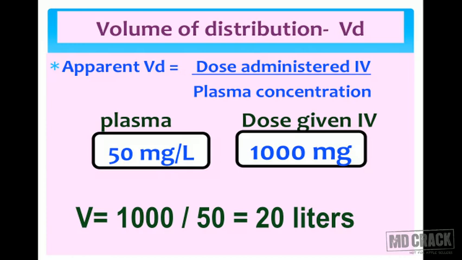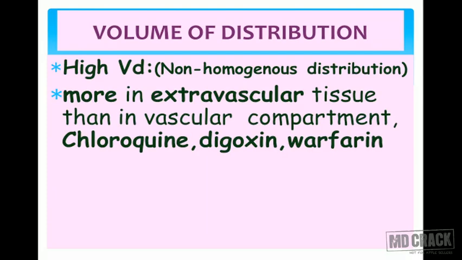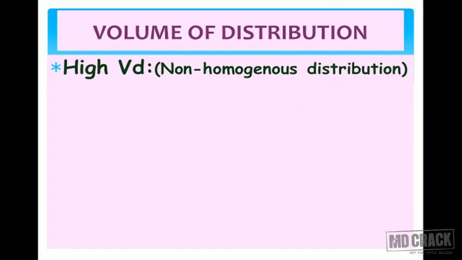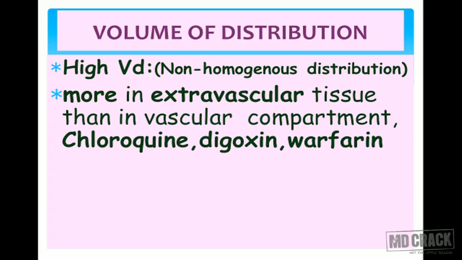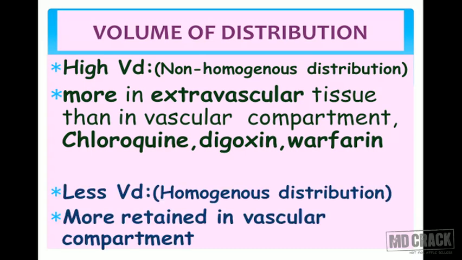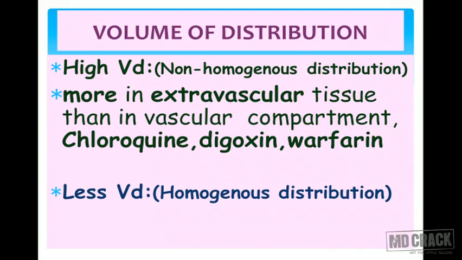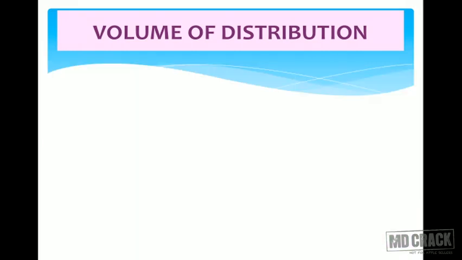So for an example of a drug having plasma concentration 50 milligrams per liter and the dose given by intravenous route is 1000 milligrams, the apparent volume of distribution becomes 1000 divided by 50, and that's going to be 20 liters. This volume of distribution, if high, is called non-homogeneous distribution because most of the drug is in the extravascular tissues. And please remember 3 examples: chloroquine, which gets deposited in the liver and retina, digoxin in the heart, and warfarin. Whereas if the volume of distribution is less, it means it remains more in the blood. It's called as homogeneous distribution.